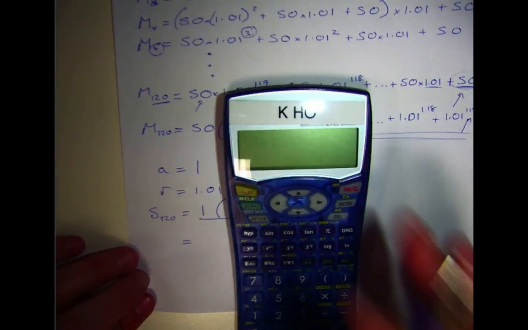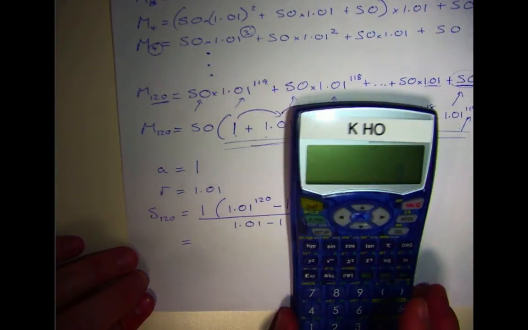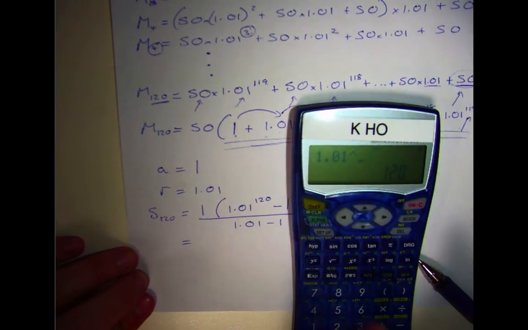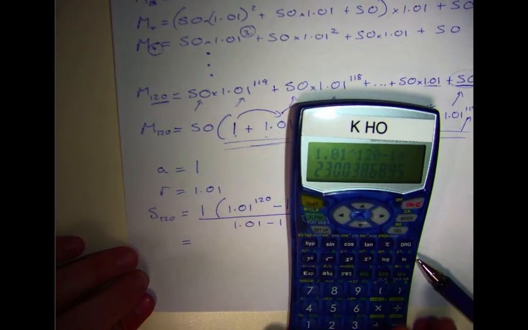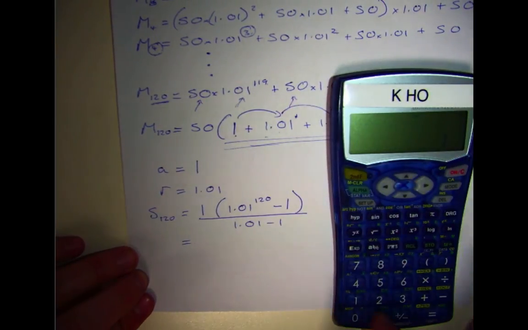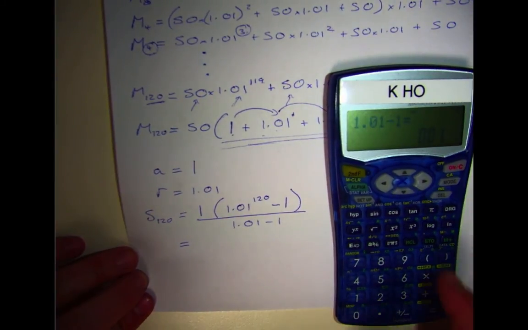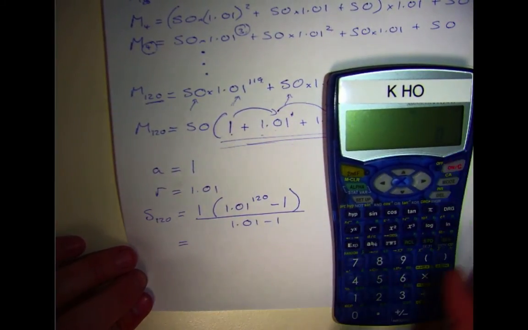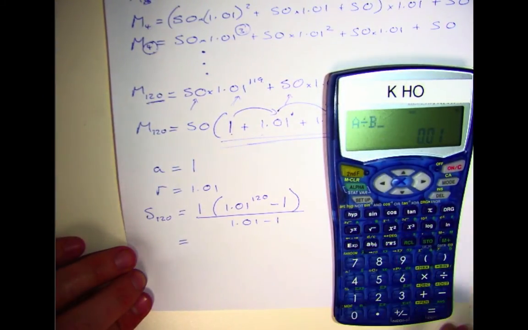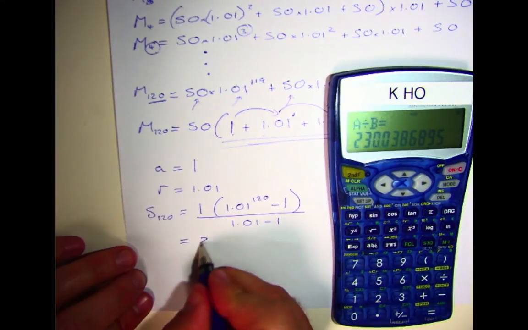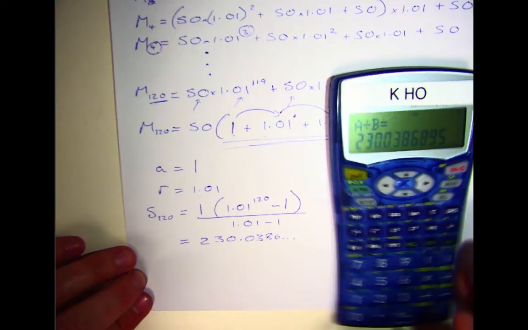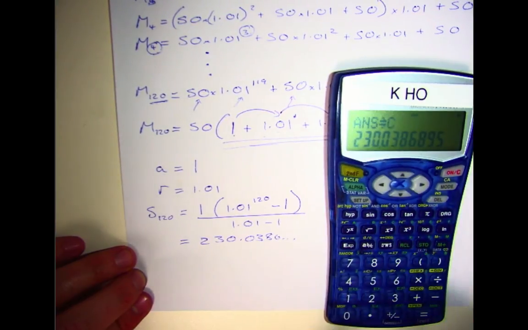So pull in the calculator. Thank you to Miss Ho for lending me her calculator. It is 1.01 to the power of 120, minus 1 equals. Okay, I'm going to store that in A. That thing is stored in A. 1.01 minus 1 equals that. I'm going to store that in B. Okay, it's 1 times that, so I'll just recall A divided by recall B equals 230.0386 dot dot dot. Now, of course, I'm going to store that because I have to use the exact figure.